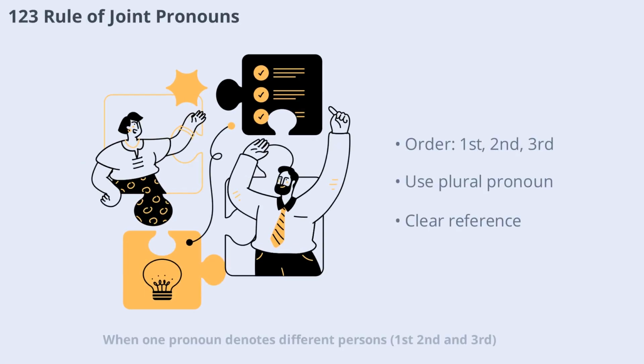When one pronoun denotes different persons, first, second, and third, the order is first person plural, then second, then third. For example, I, you, and Tabish have our own task to mind. This rule helps maintain clarity in sentences involving multiple people.